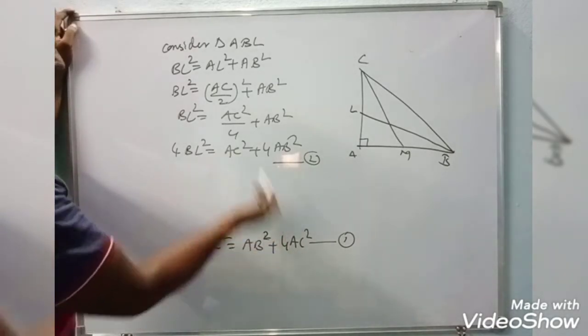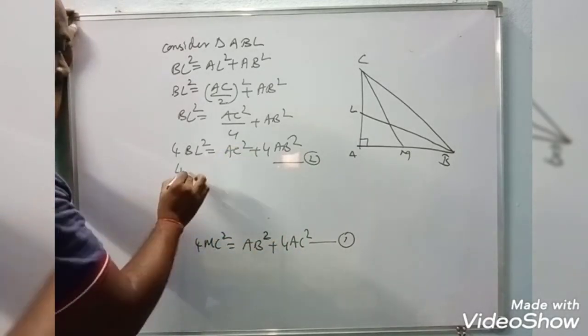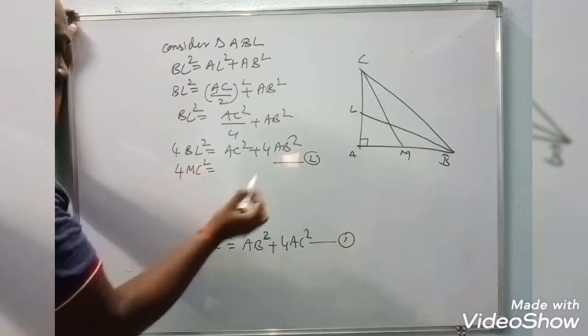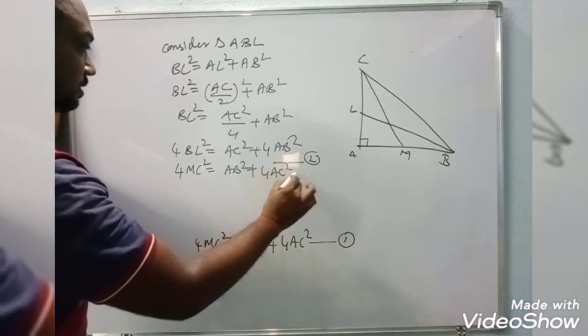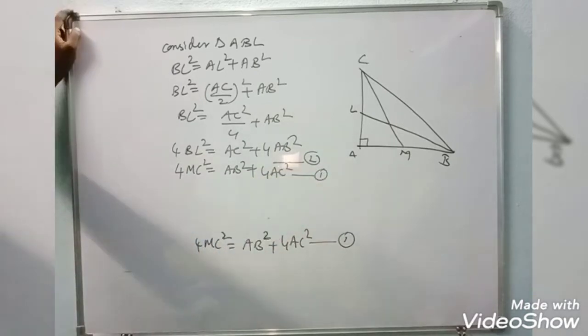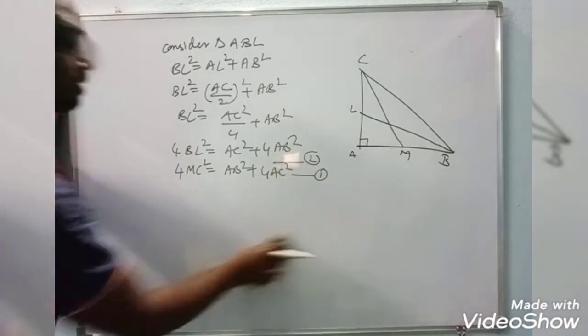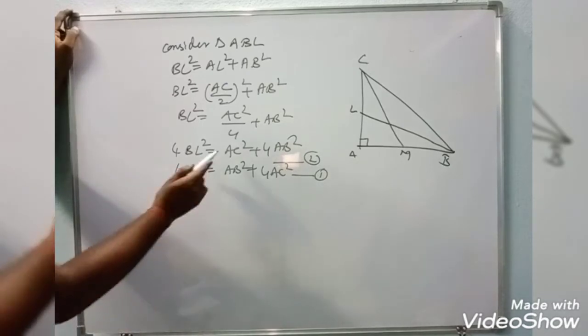So here if I write the first equation in this place, 4 times MC square is equal to AB square plus 4 times AC square. This is your first equation. So after getting these two equations, then what we have to do? We have to add these two equations.